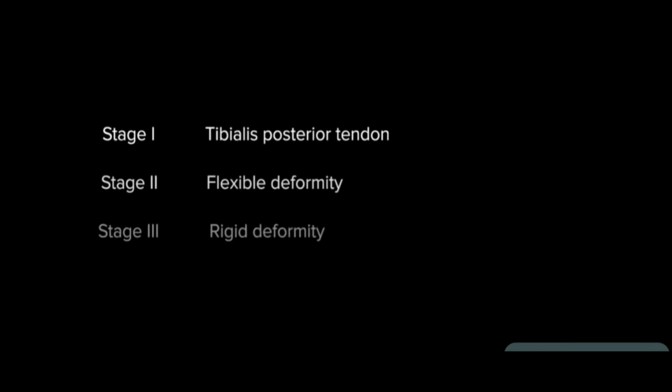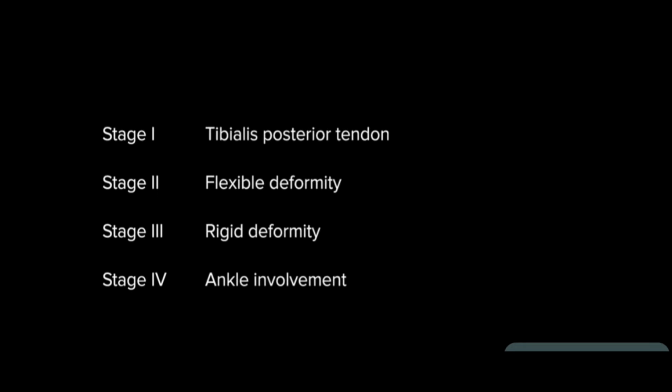In an attempt to classify the flat-foot deformity, put simply, it can be understood in 4 main stages. Stage 1 involves only the tibialis posterior tendon. Stage 2 is a flexible deformity. Stage 3 is a rigid deformity. And Stage 4 involves the ankle. We will be focusing on stages 1 and 2.